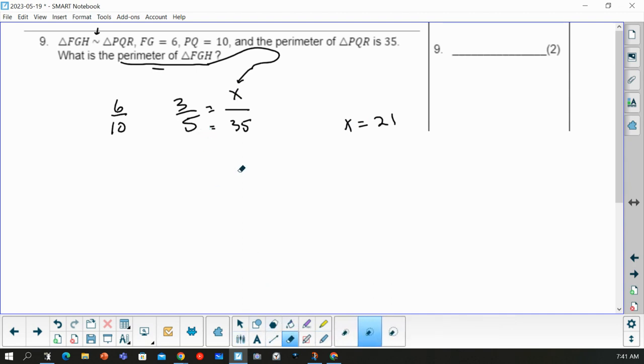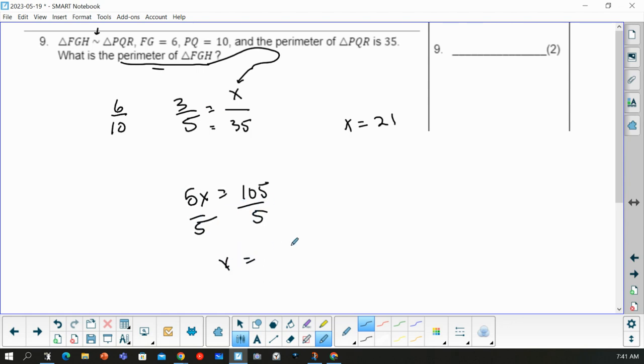So let me cross multiply here. 3 times 35 would be 90. Let's see, 105, I think. 3 times 35 is 105. 5 times X. I'm going to double check that. 105 and then divide by 5. X equals 21. That should be right.